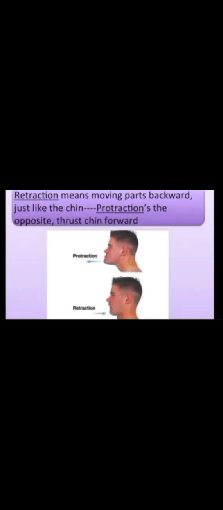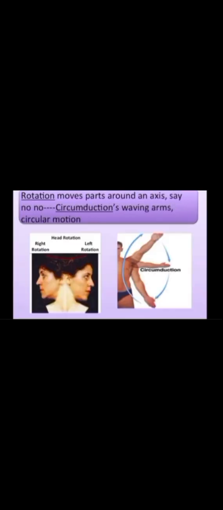Retraction means moving a part backward, just like the chin. Protraction is the opposite. Thrust the chin forward. Dorsiflexion means flexing the foot at the ankle. Plantar flexion is the opposite, the foot goes downward. Rotation moves a part around an axis. Circumduction is waving the arm in a circular motion.